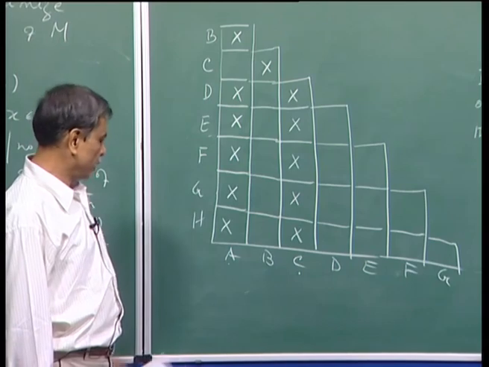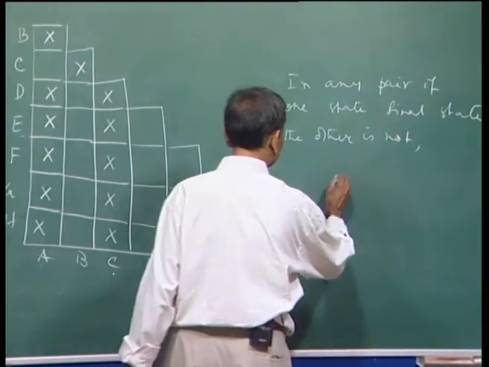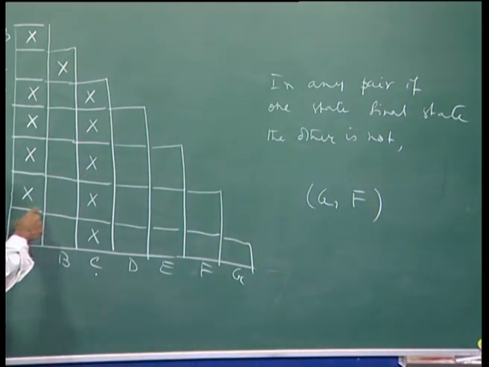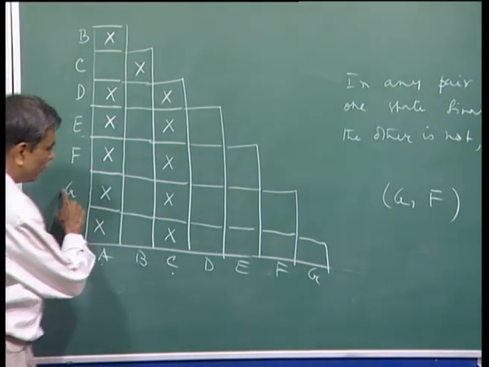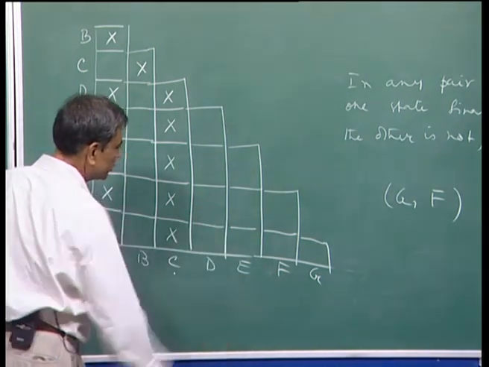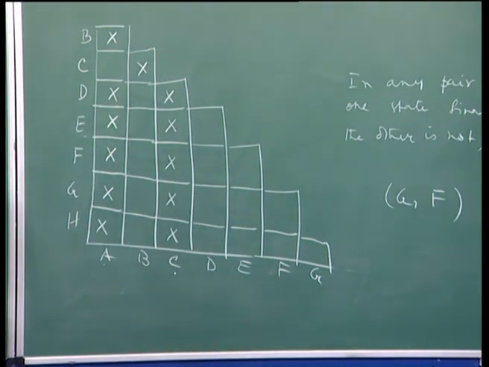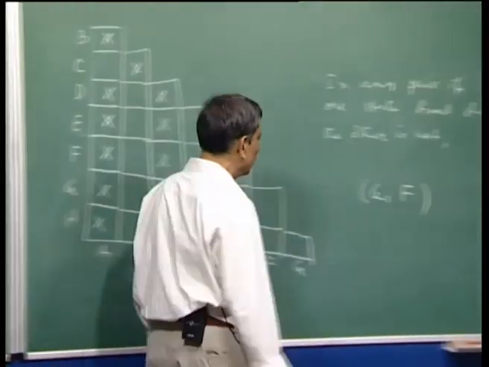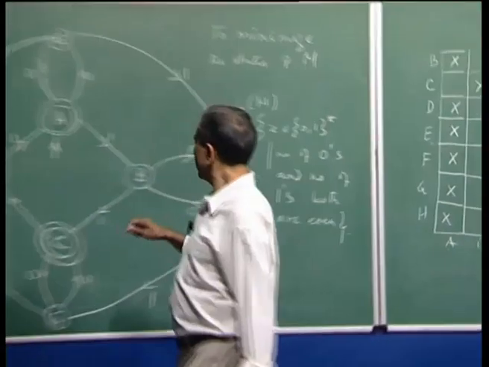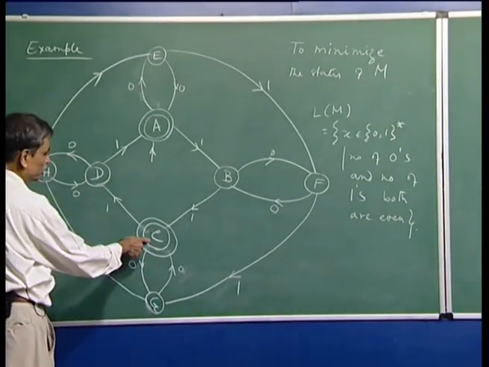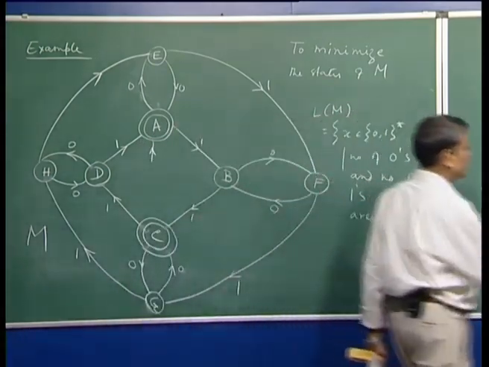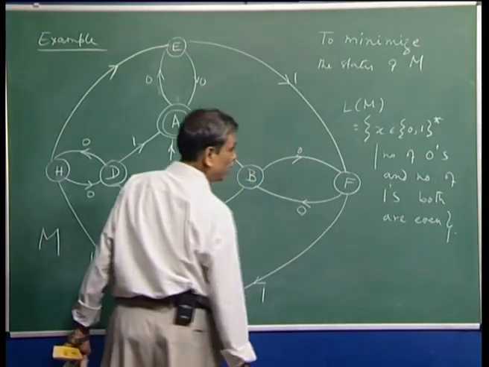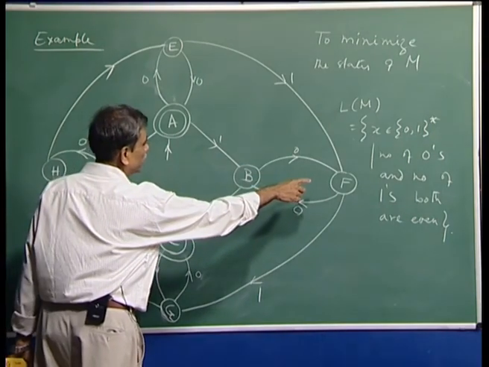Now, take a pair like, let us say, G and F, right. In the initialization phase we did not find this to be distinguishable, so that is why we did not put a mark. But consider what happens when we provide a 0 to this. G on 0 goes to C. So, let me write that here. G on 0 goes to C and F on 0 comes to B.